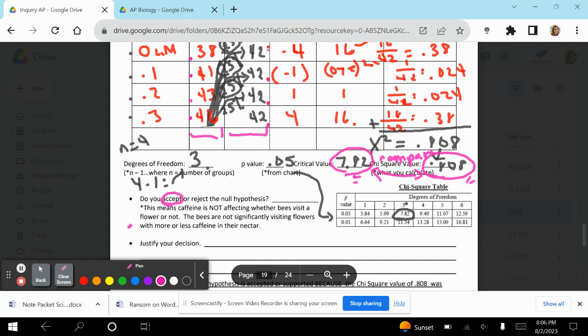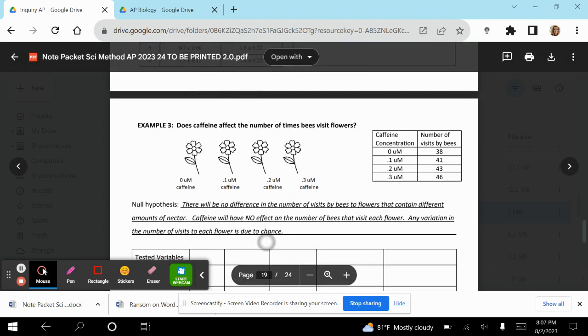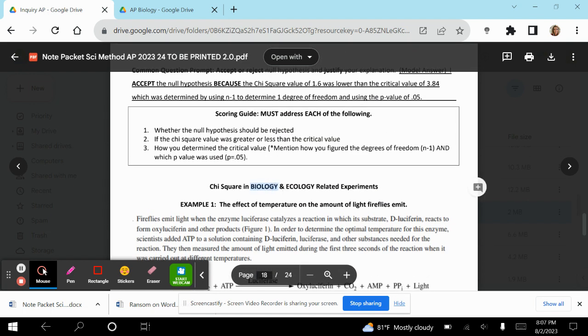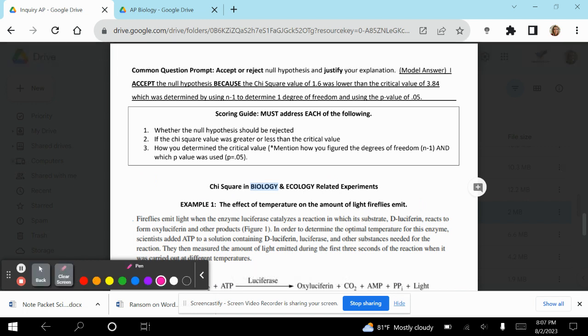Okay, so now this says justify our decision. So justify whether we accepted or rejected the null hypothesis. I want to go back and refer to everything that you have to mention when you justify or explain why you accept or reject your null hypothesis. So you need to indicate that you found this critical value, what it was, how you figured out the degrees of freedom, and that you knew to use that p-value of 0.05. And that gave you this critical value. And if that chi-square value was greater or less than the critical value, then that told you that you needed to accept or reject the null hypothesis.